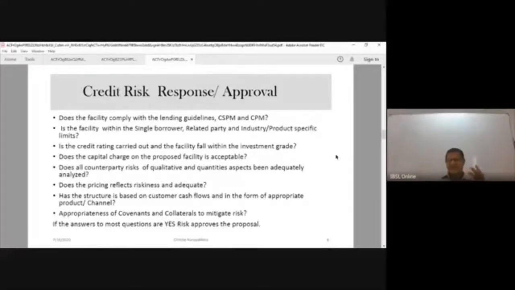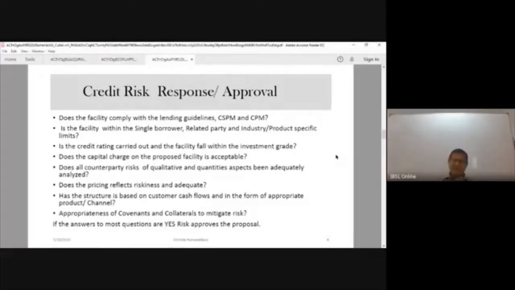CSPM is the credit standard policy manual, and CPM is the credit procedure manual. So if these things are in line with that, the facility is in order. Is the facility within single borrower, related party, and industry product specific limits? Now I will explain this in detail in my next slide, because you need to understand who is a single borrower, who is a related party, and the types of industries and products we set limits for.